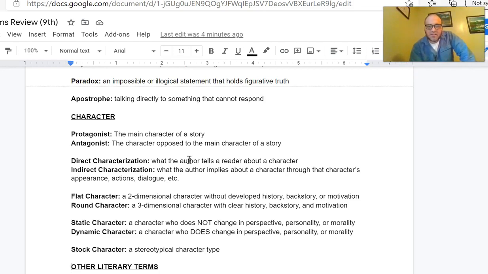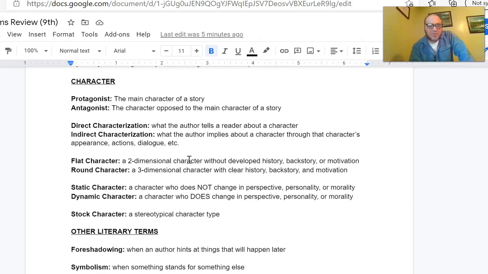Then we can look at direct and indirect characterization. Remember, direct characterization is what the author tells a reader about a character. Homer doesn't do a ton of direct characterization, although occasionally he does. If Homer writes that these suitors are greedy and terrible, that's direct characterization. But if he shows them being greedy and terrible, that's what we call indirect characterization. It's what the author implies about a character through the character's appearance, actions, or dialogue. So you might want to make a distinction in your mind between what the author literally tells you, or what another character literally tells you so you don't have to think, and the kinds of things that you have to intuit and figure out for yourself.